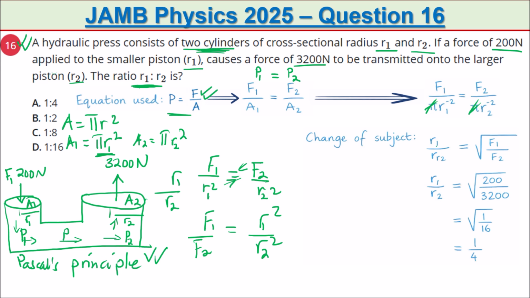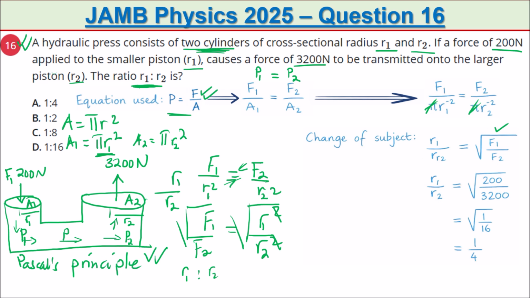Now, once we reach this point, we want r1 to r2. So we need to deal with the squares. We introduce the square root sign. If we introduce a square root sign here and a square root sign here, these squares will go. We remain with r1 over r2 is equal to the square root of F1 over F2.